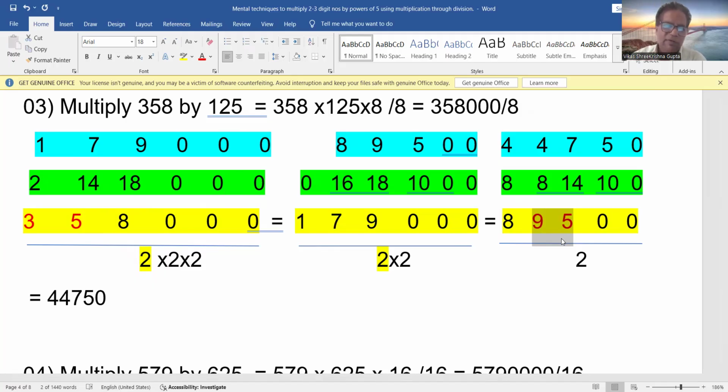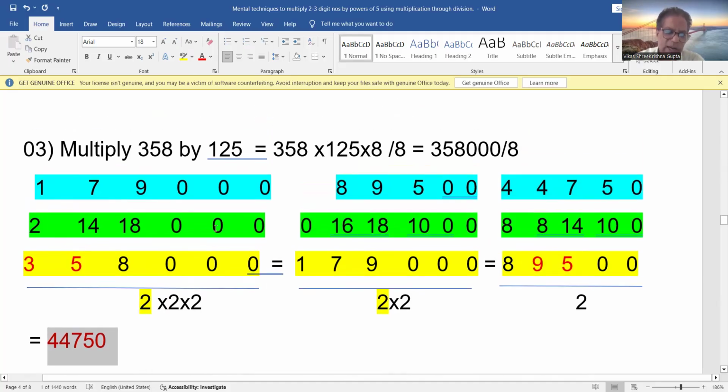And it can be divided very fast by 2. So the answer will be 8 divided by 2 is 4, 8 divided by 2 is 4, 14 divided by 2 is 7, 10 divided by 2 is 5, and 0 divided by 2 is 0. So the final answer is 44750. You see how fast you can get the division.